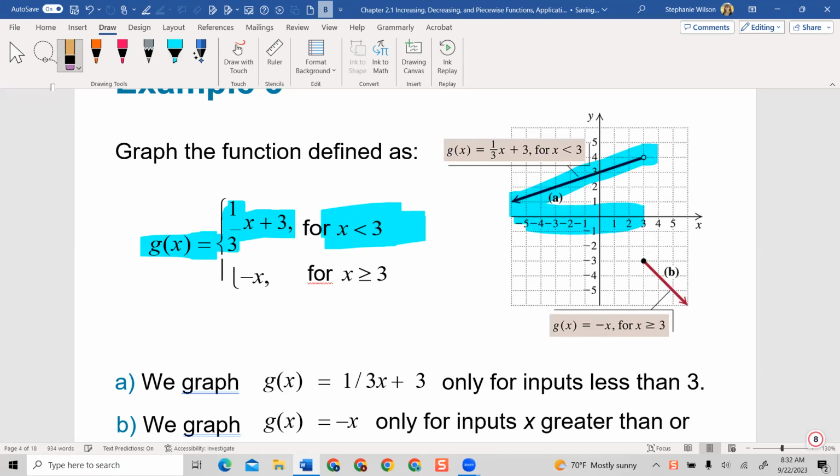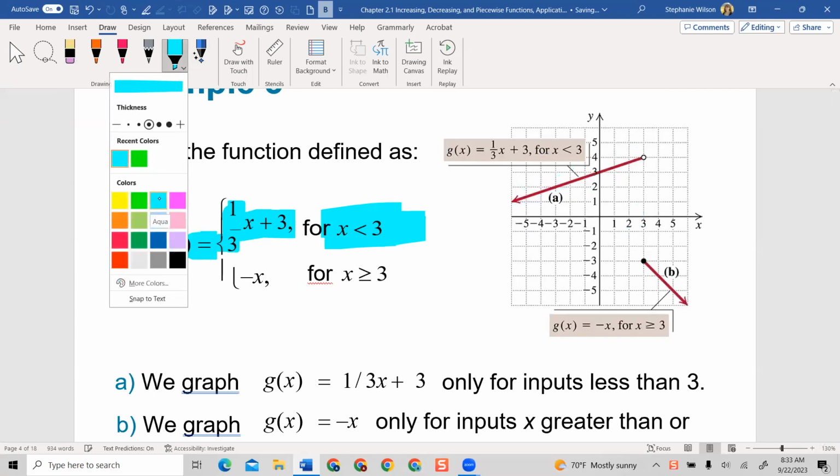Plug in. By this point, we've already used the X and Y tables, plotting points, and figuring out where it is on the graph. So this is what we're doing.